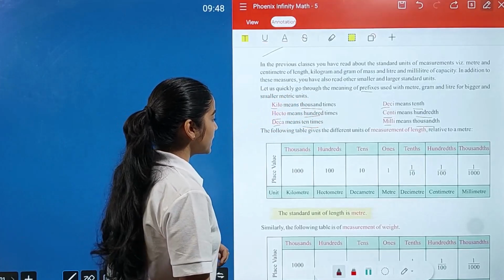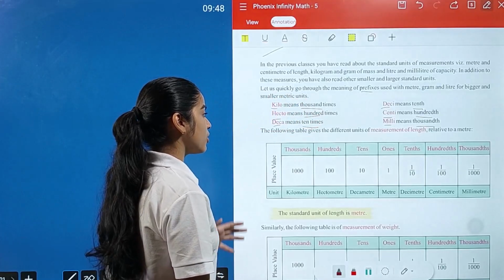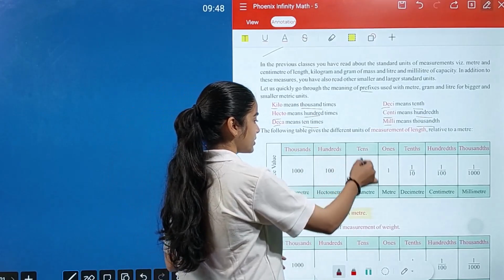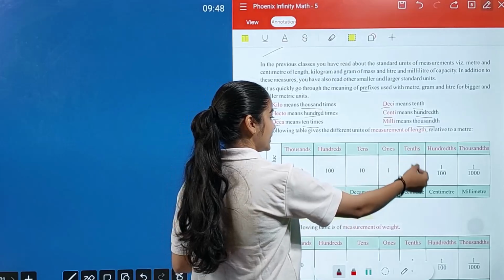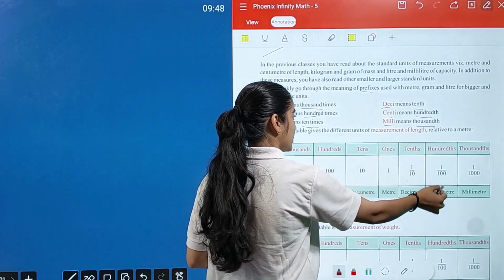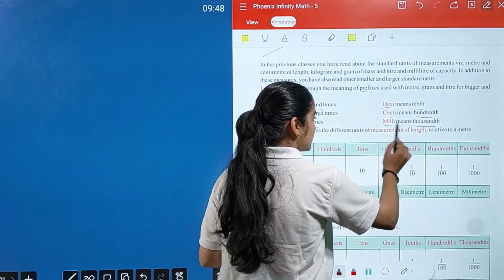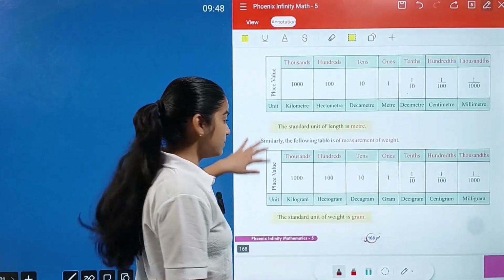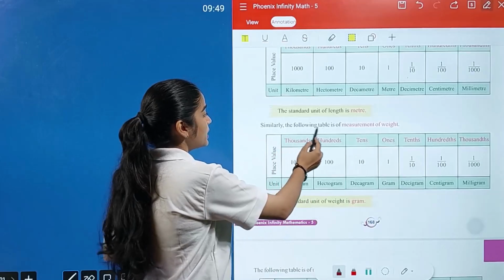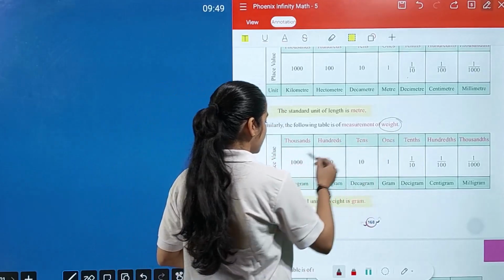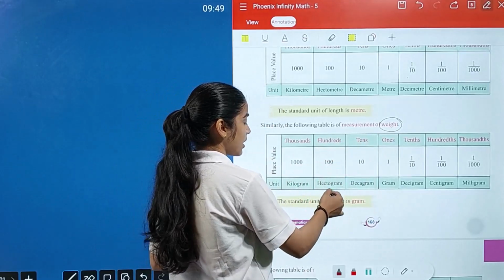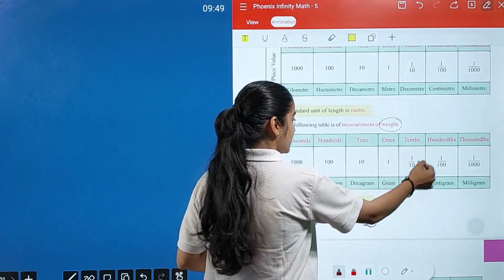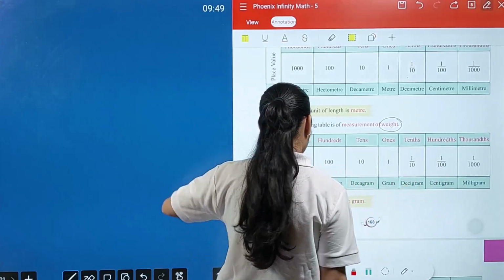Now the following table gives the different units of measurement of length relative to a meter: 1000, 100, 10, and then once, and 1/10 which is deci, 1/100 which is centi, and 1/1000 which is milli. The standard unit of length is the meter. Similarly, the following table is the measurement of weight: kilogram is 1000, hectogram means 100, decagram means 10, and then one, and 1/10, 1/100 and 1/1000.